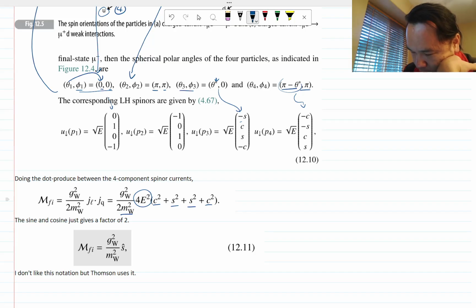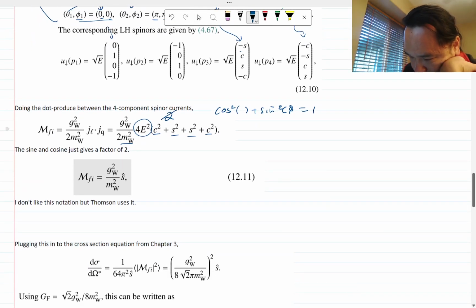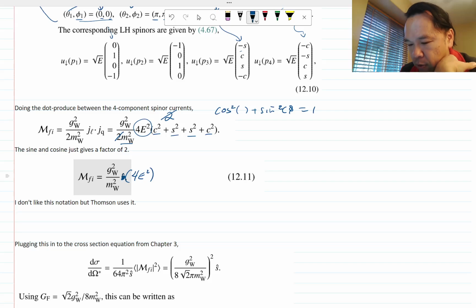Okay, it's really nice. So this basically just comes out to be 2, right? Because cosine square of any angle plus sine square of any angle is equal to 1. So you have 2 of those, so you actually just get a factor of 2. This factor of 2 cancels out with this one on the bottom. And then, I actually don't like the fact that Thomson does this, but that's what he does, where the Lorentz invariant matrix element just turns out to be the weak coupling constant square, the mass of the W square, times 4 times the energy of each of the particles squared. So this is basically the center of mass energy.